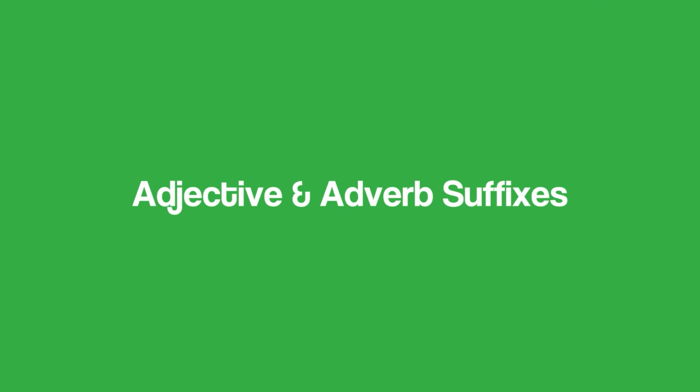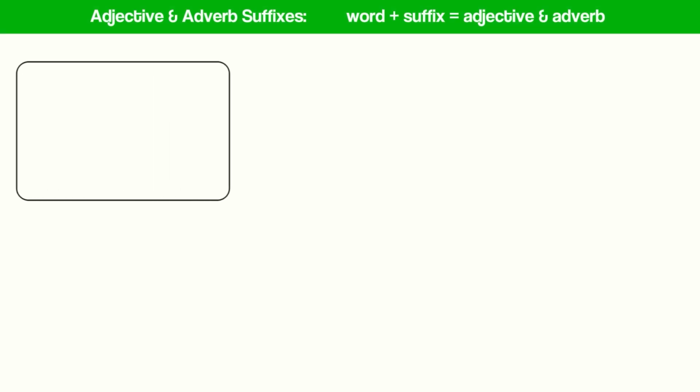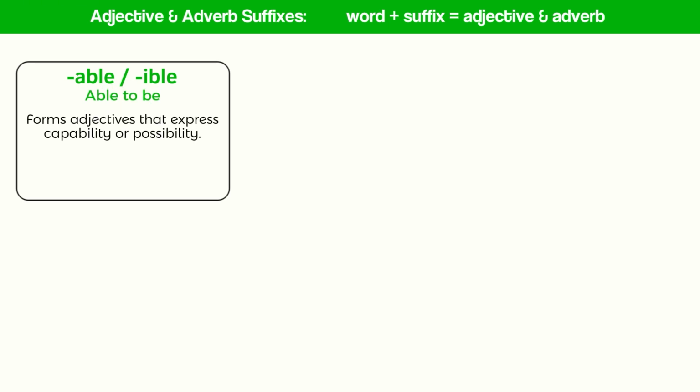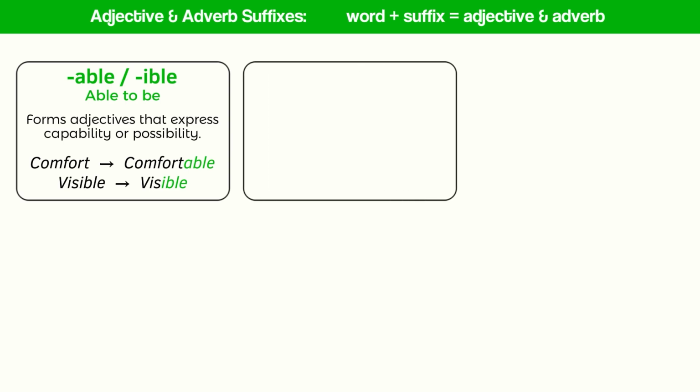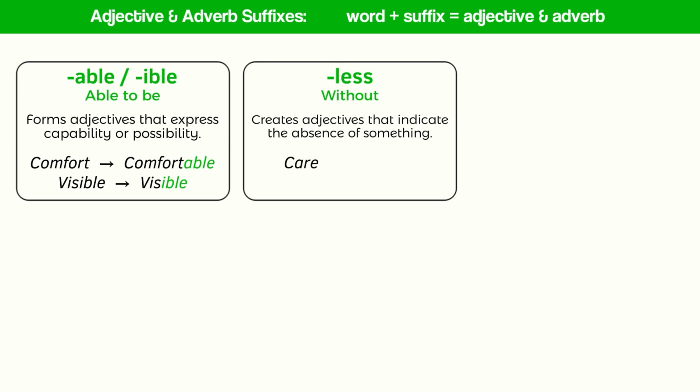Adjective and adverb suffixes. The suffix able or ible means able to be. Forms adjectives that express capability or possibility. Examples: comfort, comfortable, visible. The suffix less means without. Creates adjectives that indicate the absence of something. Examples: care, careless, hope, hopeless.